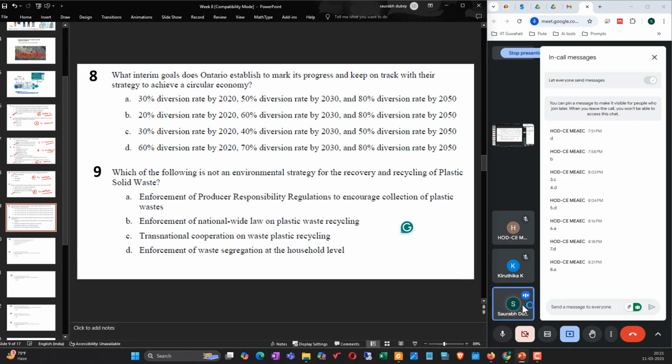Let me just see if he joined. So different diversion rates are there, and for the respective years and their percentage. So what interim goals does Ontario establish to mark its progress and keep on track with their strategy to achieve a circular economy? So eighth A, I has attempted.